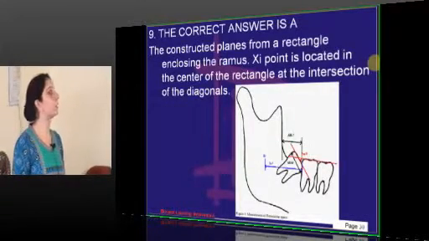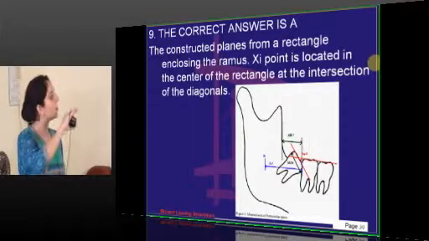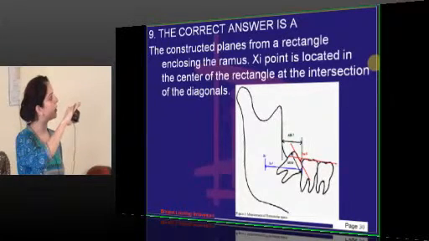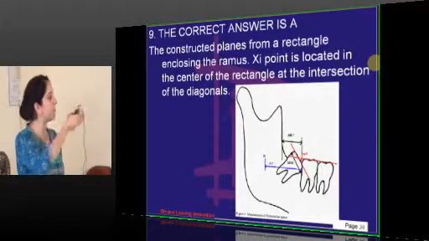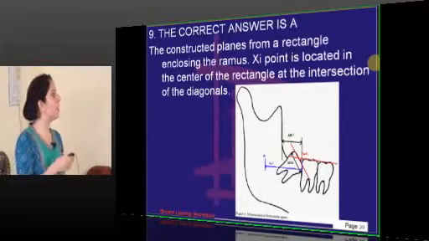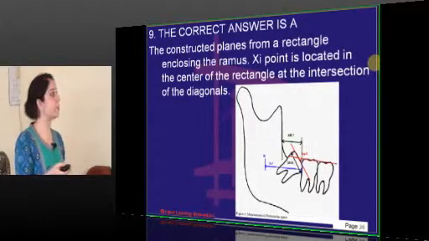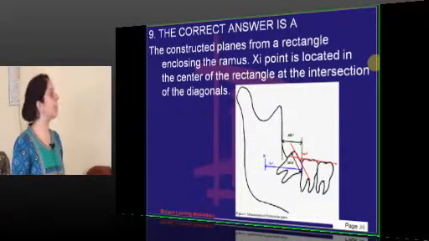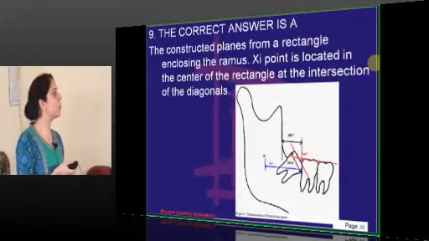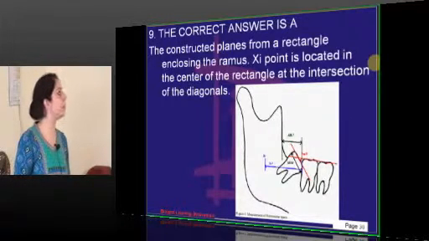We have to construct it using 4 planes: one on the lower border of the mandible, the anterior and posterior borders, and the ramal plane. Where all these 4 borders intersect in the middle of the ramus, that is the Xi point. Now, this is usually used in the more complicated cephalometric analyses.